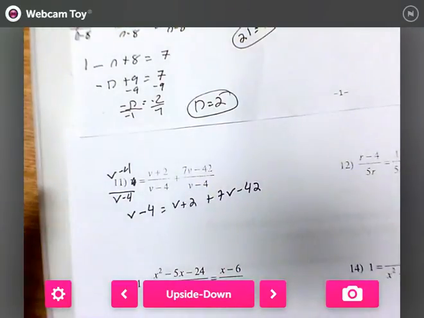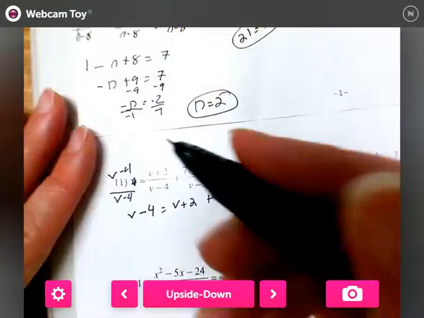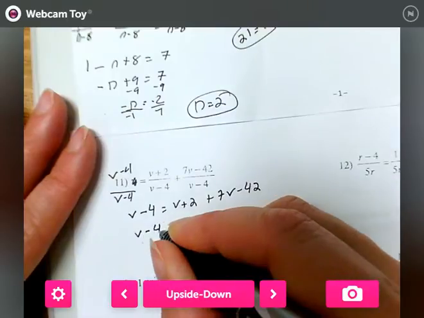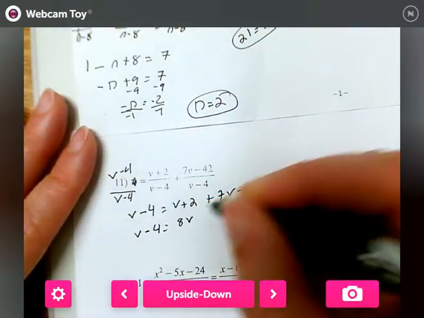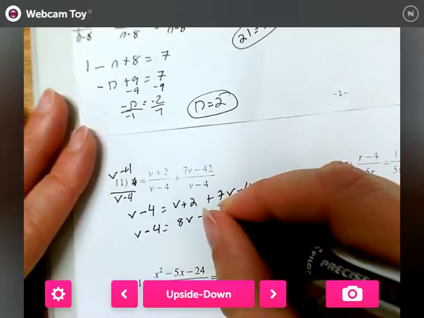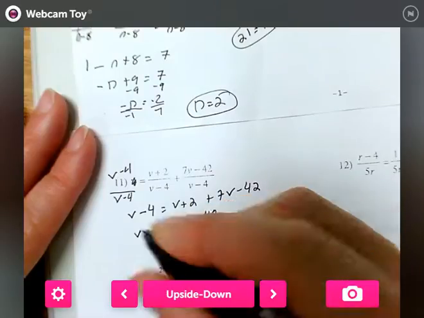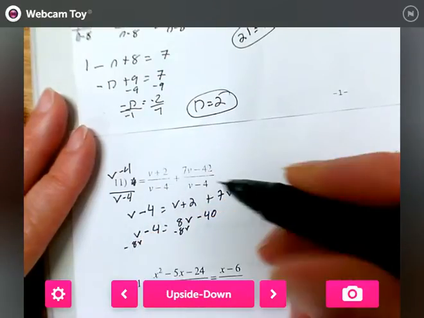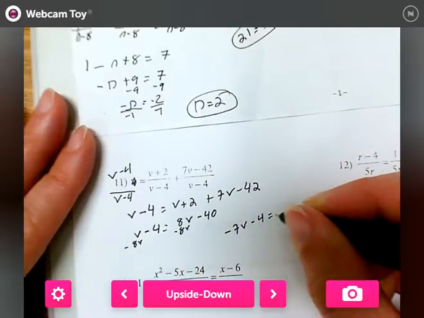Okay? Questions about that so far? Okay. Now I'm going to combine like terms on that right side. V and 7v makes 8v. 2 and -42 makes -40. I'm going to subtract 8v from both sides. And I get -7v minus 4 equals -40.